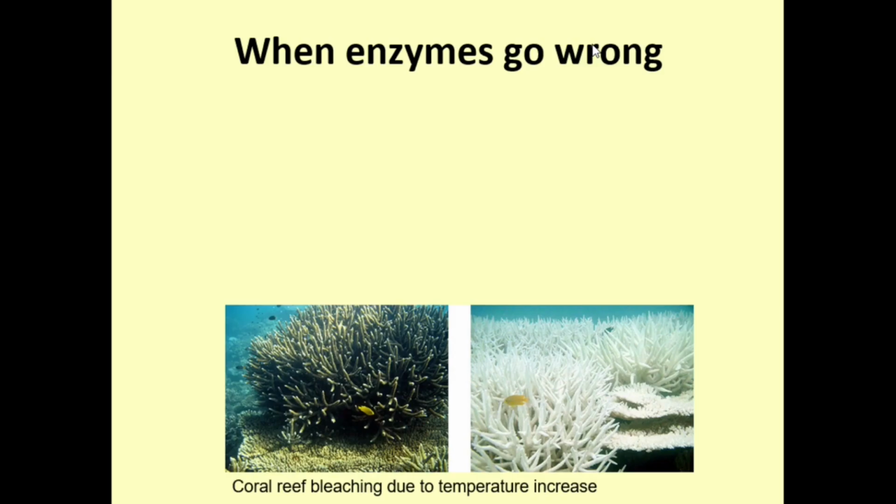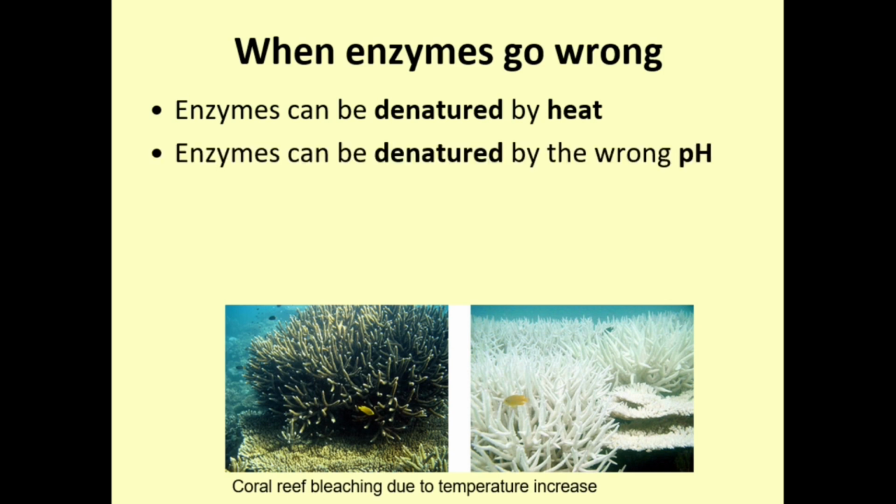Hopefully that helped to understand inhibition then. So let's just do a quick recap of what we've talked about so far. Enzymes can be denatured by heat. If the temperature rises above the optimal temperature, then the enzymes will denature. And they can also be denatured by the wrong pH. And the example that I've given you as we've gone through is coral bleaching.